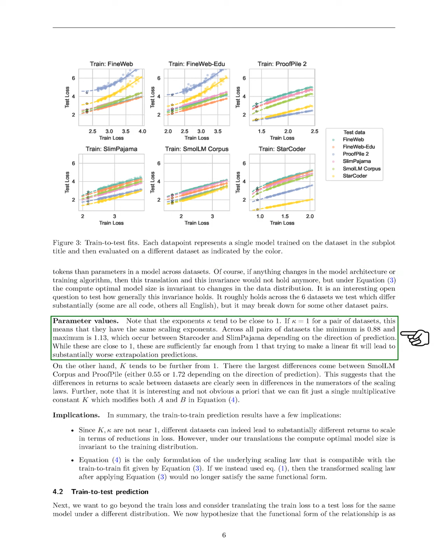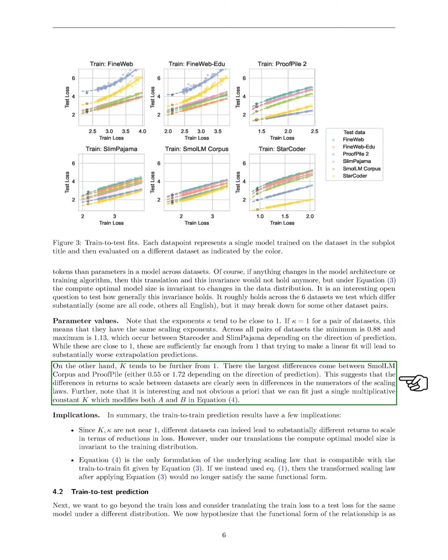Next, we note that the exponent values we observe are generally close to 1. If the exponent equals 1 for a pair of datasets, it indicates they have the same scaling behavior. Across all dataset pairs, the minimum exponent is 0.88 and the maximum is 1.13, which occur between specific datasets depending on the prediction direction. Although these values are close to 1, they are different enough that trying to fit a linear model would lead to poor predictions.